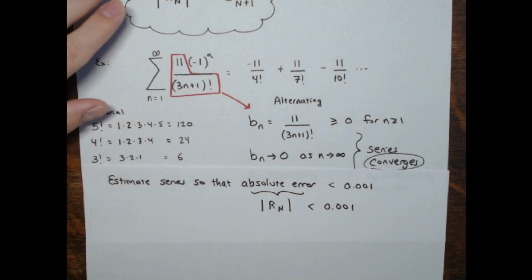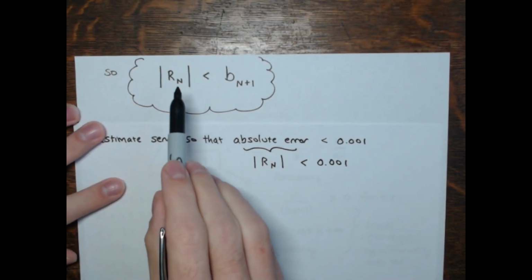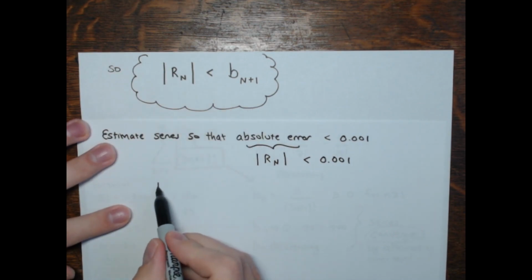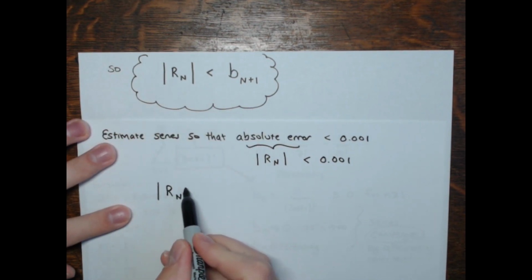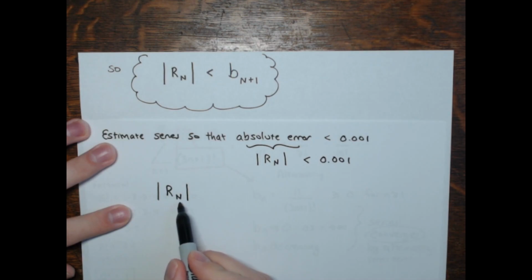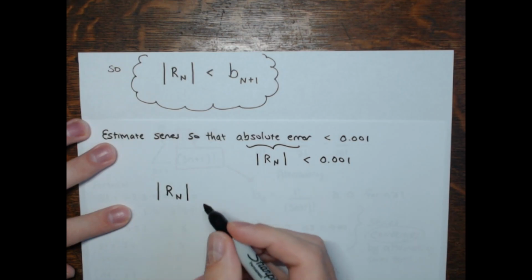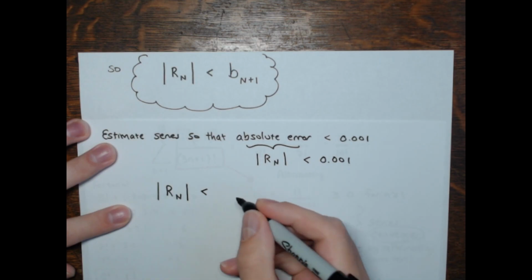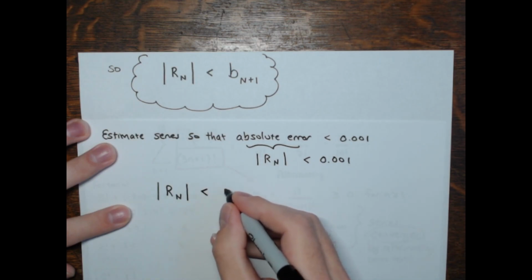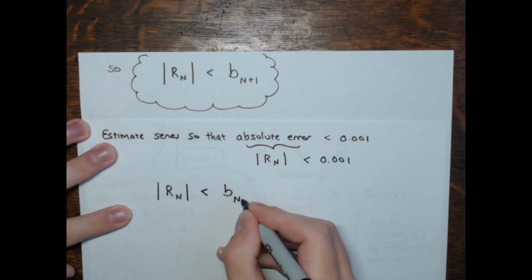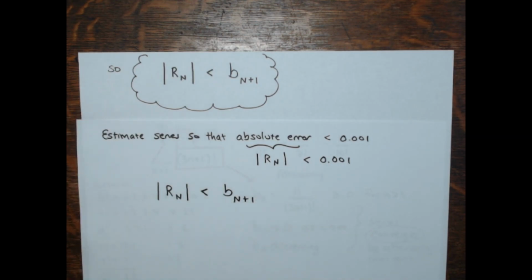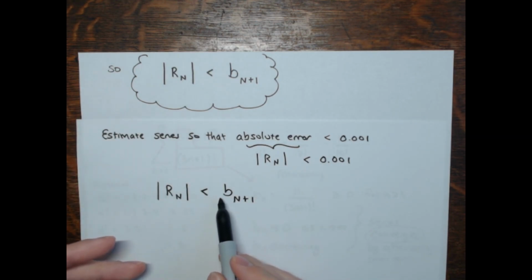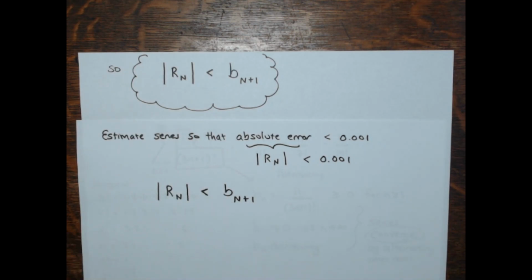Well, from what we saw before, with these convergent alternating series, the absolute value of r sub n, the absolute value of the error after adding up the first capital N terms, will be less than just the N plus first term that's added on, again, without the plus or the minus. If it's a minus, don't worry about it. We're just keeping this as the absolute value of the error.